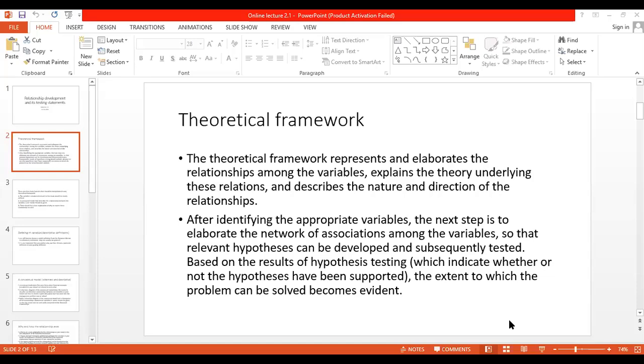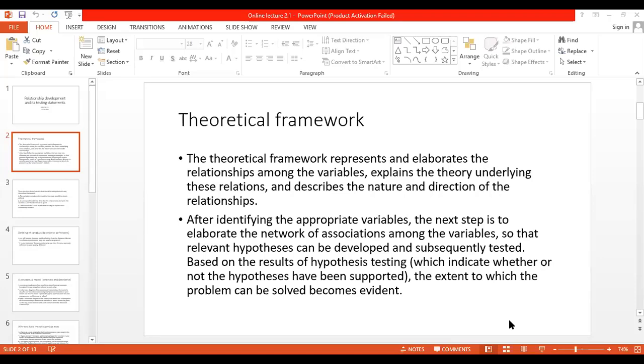The theoretical framework represents and elaborates the relationship among the variables, explains the theory underlying this relationship, and describes the nature and direction of the relationship. Nature and direction is also important. Either it is a positive or negative relationship. This is important. ठीक है जी? We will discuss it later, but there is a relationship between the variables.